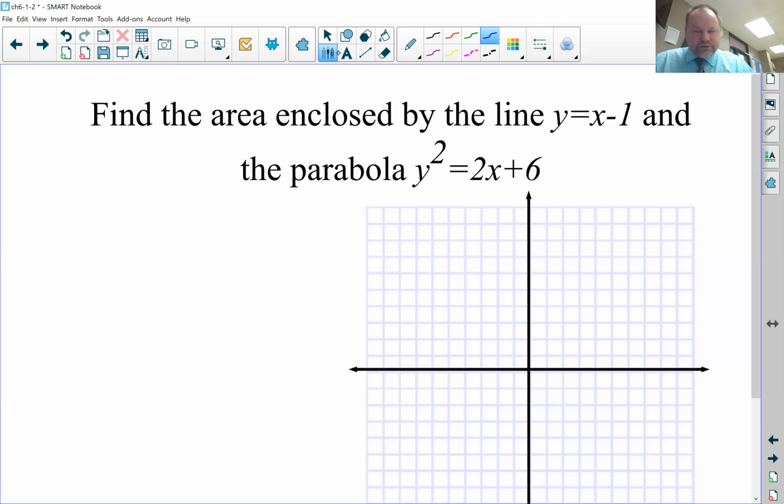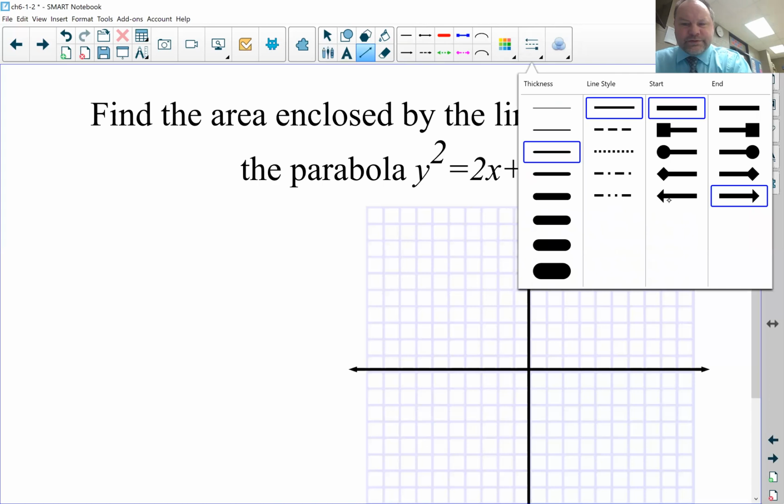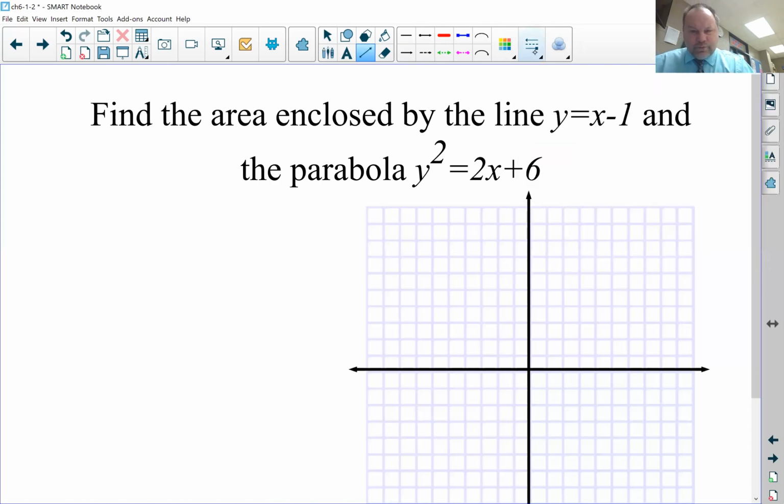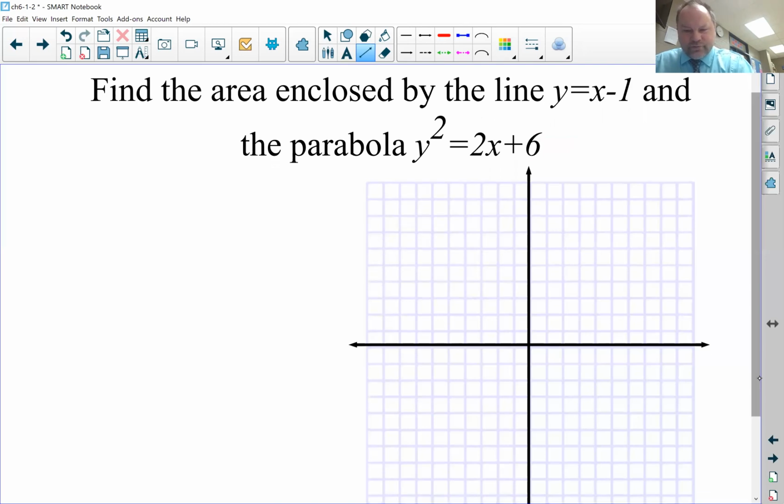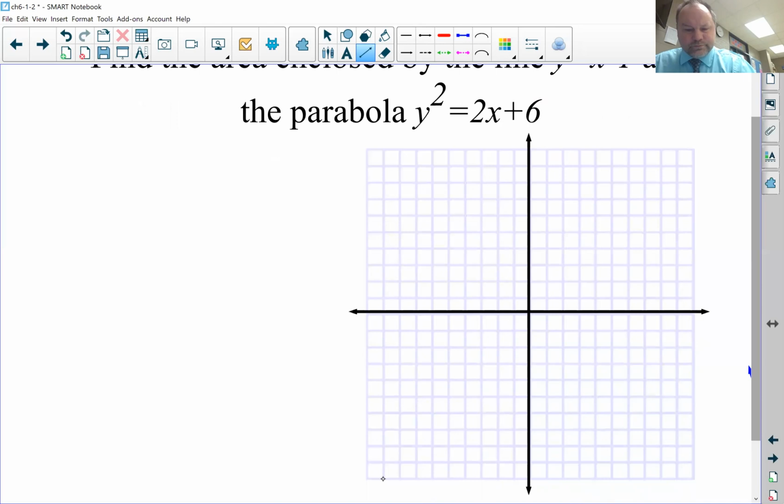So y equals x minus 1. Hopefully we can all agree that's going to be a line, slope of 1, y-intercept of -1. Looks something like that.